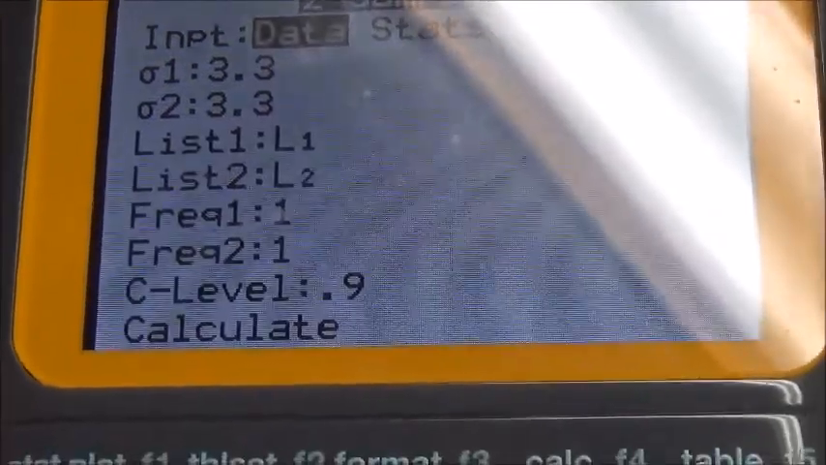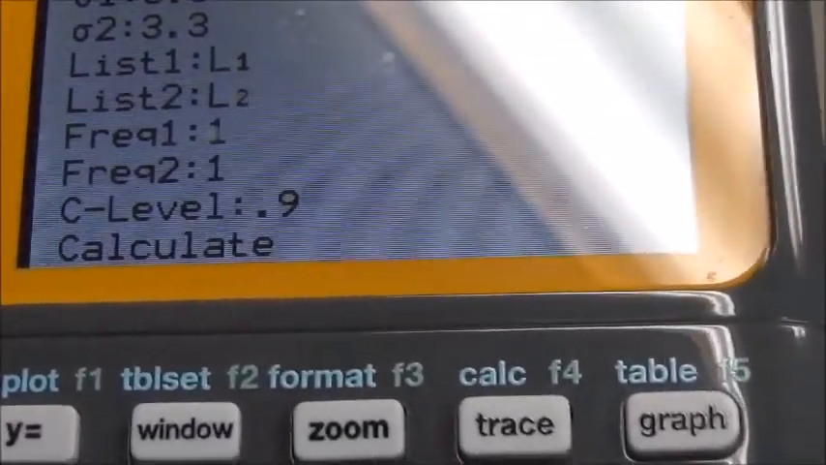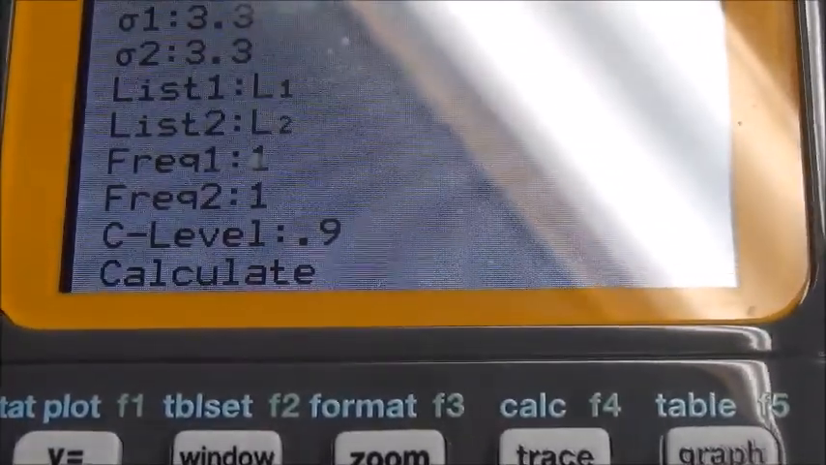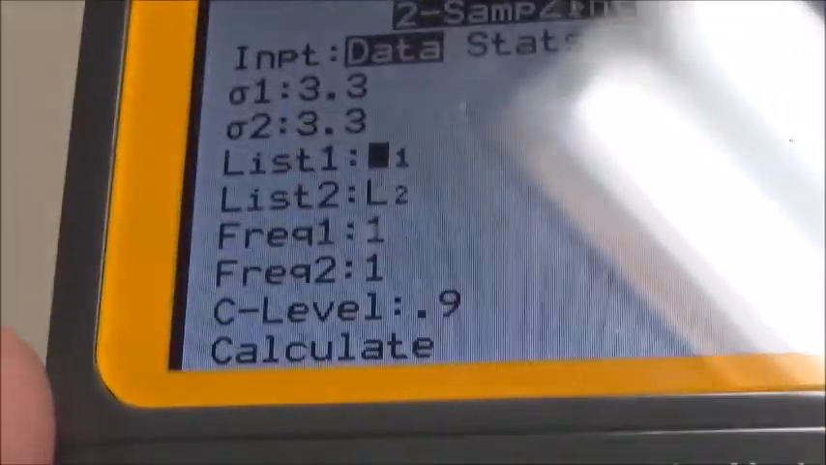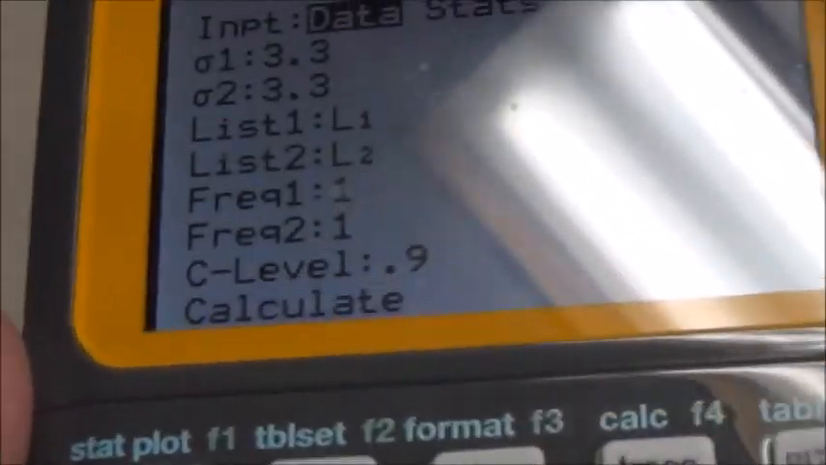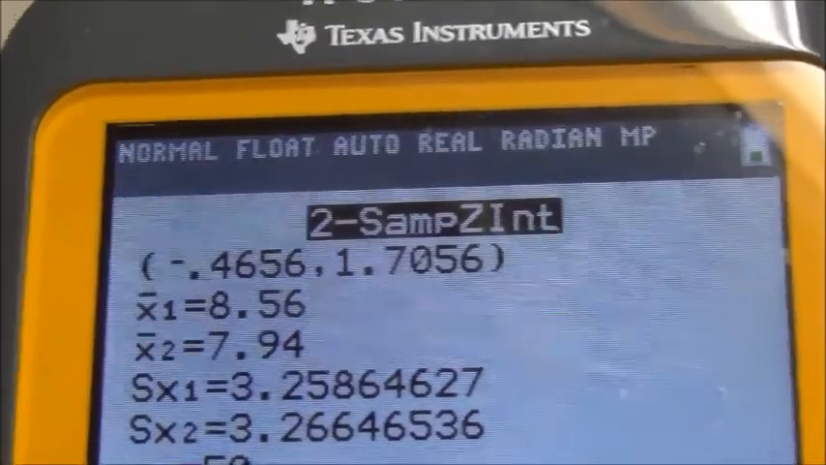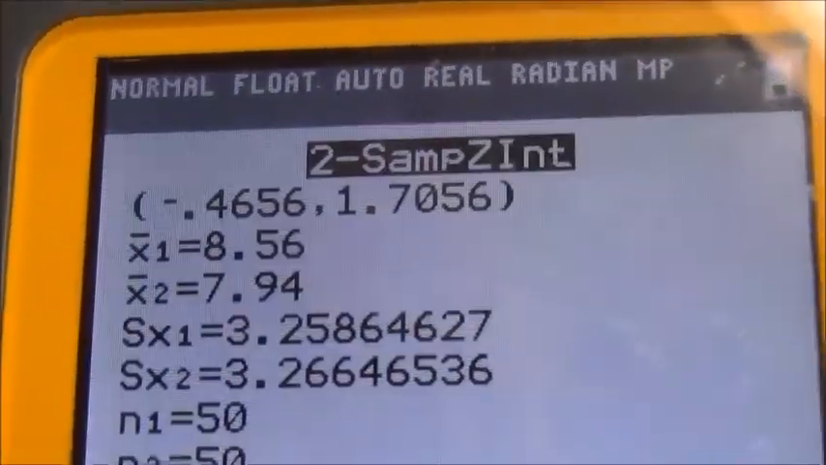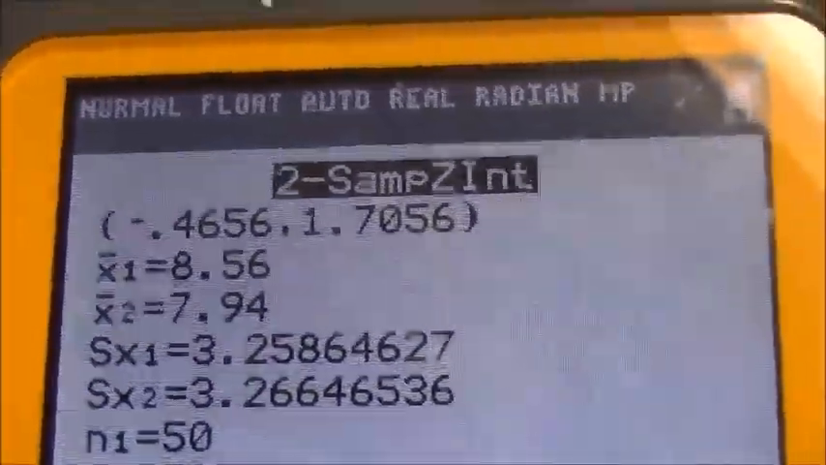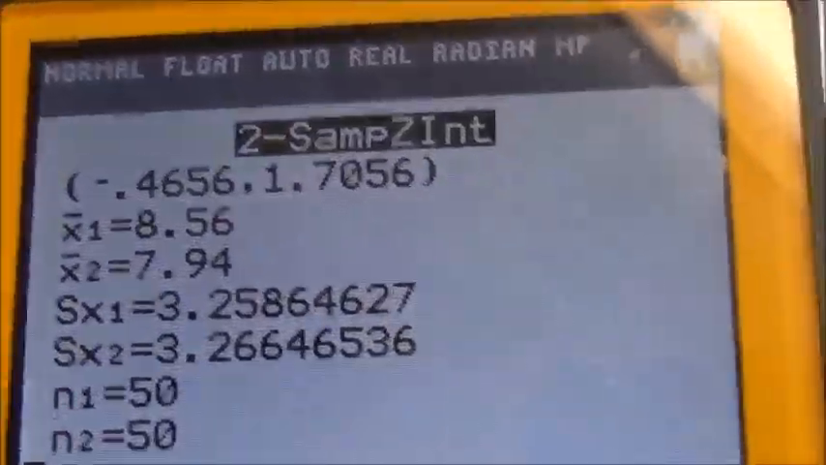Frequency for both of them should be 1, and then your confidence level, we were doing 90% confidence level because alpha was 10%. So at the 90% confidence level, we are then just going to get all that info in there. Once you get down to calculate, you are going to enter, and it's going to give you the confidence interval. And so you can see for your confidence interval, you are going to have negative 0.4656 and then 1.7056. That's your confidence interval.